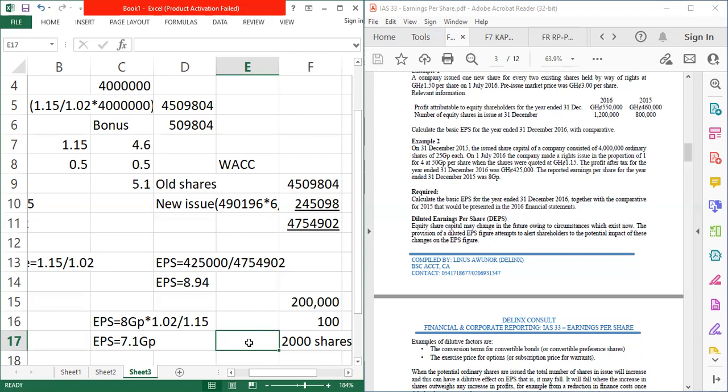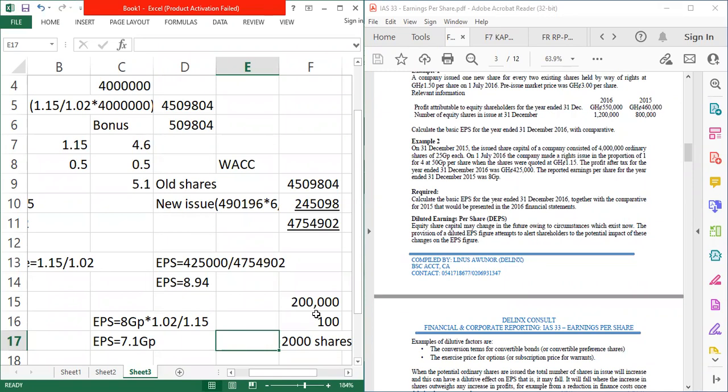So the diluted earnings per share, we are just saying that what will happen in the future that is going to cause our earnings per share now to fall, or what will happen in the future that will cause a change in the ownership of the company structure, or a change in our number of shares that we are currently having. There are two things. It's either we have convertible bonds or preference shares that are potentially to be converted into equity shares, or we are also giving people warrants or share options. Those are the two.